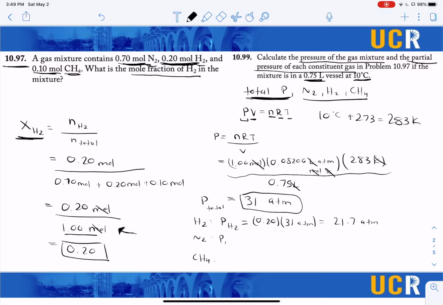And then same thing for N2. If we want to find the pressure of N2, we're going to take the mole fraction, which for N2 would just be 0.7, because we're taking 0.7 moles divided by the total, which is 1.0 moles. So 0.7 times, again, 31, because that's the total pressure. Oh, whoops.